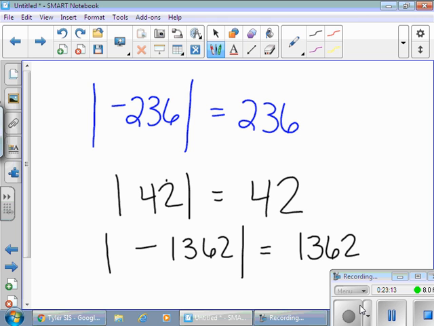It doesn't, I'm sorry, am I bothering you? It doesn't ask if it's to the left. It doesn't ask if it's to the right. It doesn't ask if it's positive, if it's negative. It just says how many units away from 0 are you. I am 1,362.